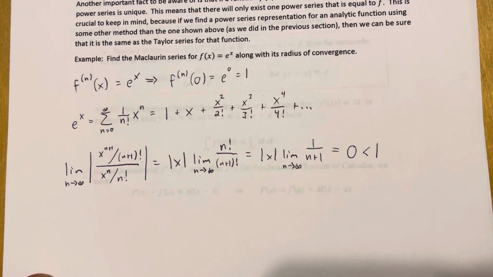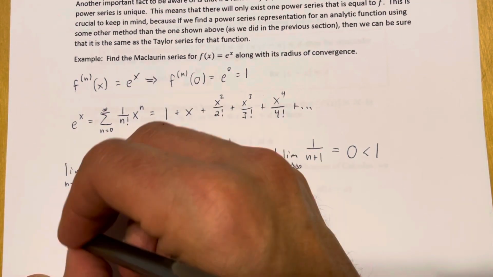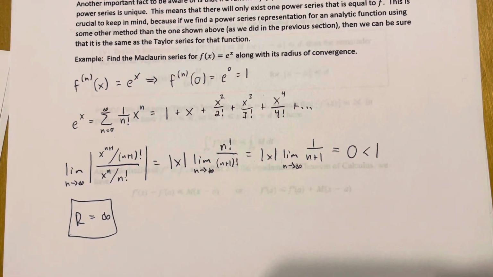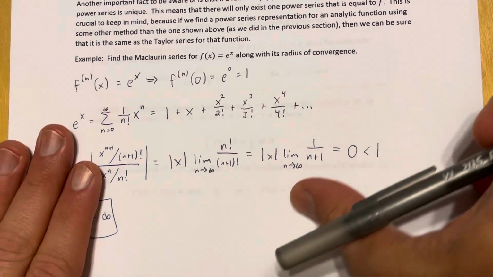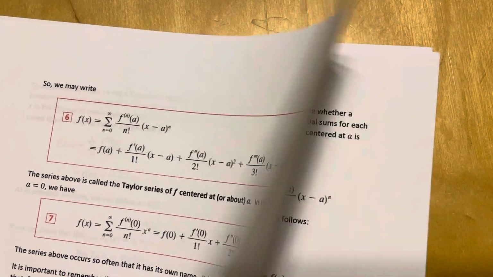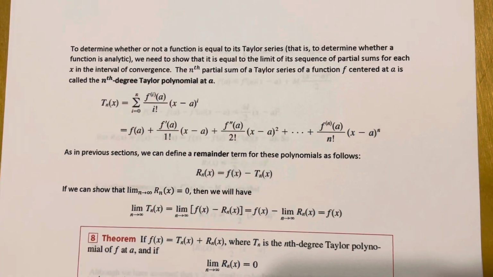So by our ratio test, this converges regardless of what x is equal to. That means that my radius of convergence is infinity. And remember, what that means is that this power series converges for all real numbers. Okay, so that's good to know. That's very useful. We've got one Maclaurin series down. We're going to do more, but before we do that, a little bit more background that we need to go over.